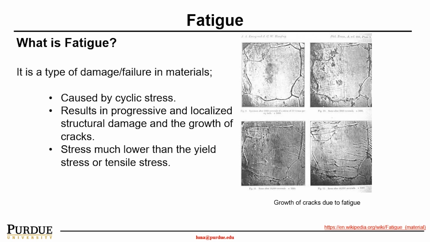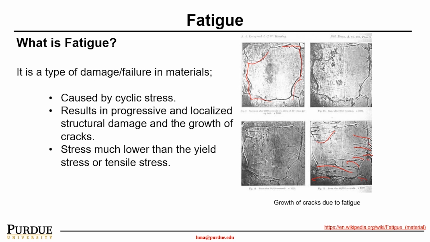This is typically caused by the cyclical stress, such as your traffic, the cars, the vehicles, and that type of stress typically causes the progressive and localized structural damage and the growth of the crack, as shown in the photo on the right. This is a regional crack that has been caused by the cyclic loading over time. As we can see, the crack starts to grow, and then it scatters and eventually will cause the material structure failure.